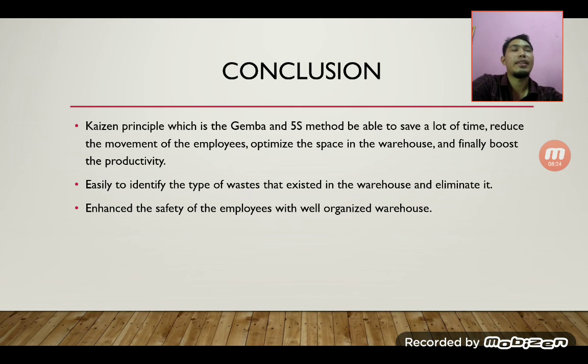Okay, lastly, the Kaizen principle, which is the Gemba and 5S method, is able to save a lot of time, reduce the movement of the employees, optimize the space in the warehouse, and finally boost productivity. Second is easily identifying the types of waste that exist in the warehouse and eliminating them. Lastly is enhancing the safety of the employees with a well-organized warehouse.